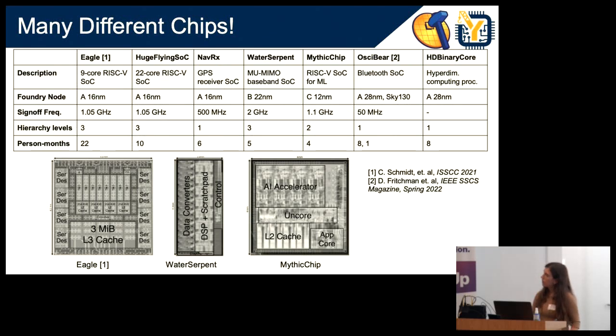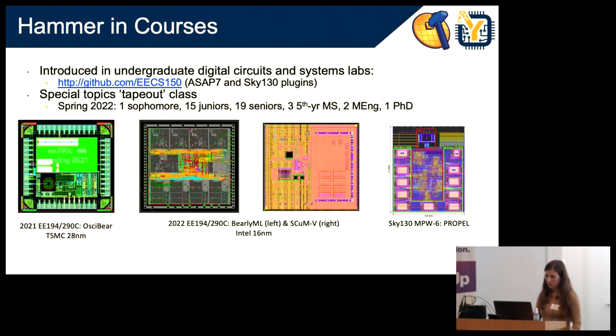We've taped out a huge range of chips, as you can see, with very different frequencies and process technologies. It shows that Hammer is able to produce both very high performance chips and very small, low power chips. We've also used it in courses, in our intro to digital design classes, as well as the tape-out class that we've started running in the last couple of years. These are the chips coming out of the tape-out class.